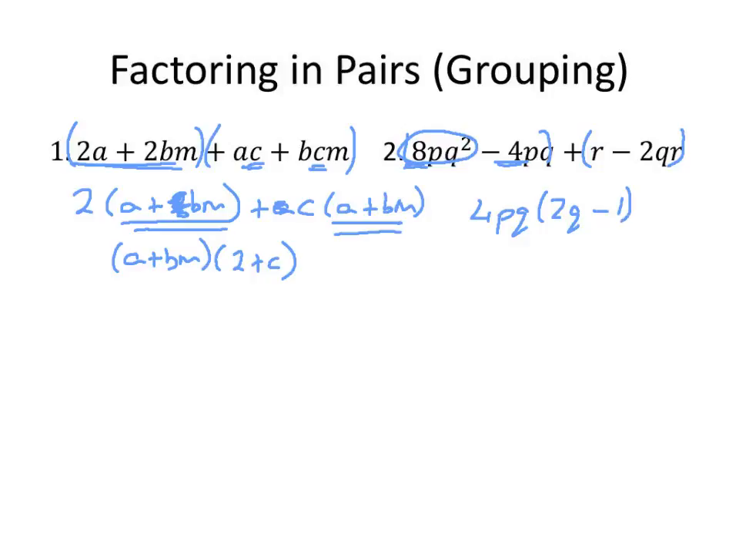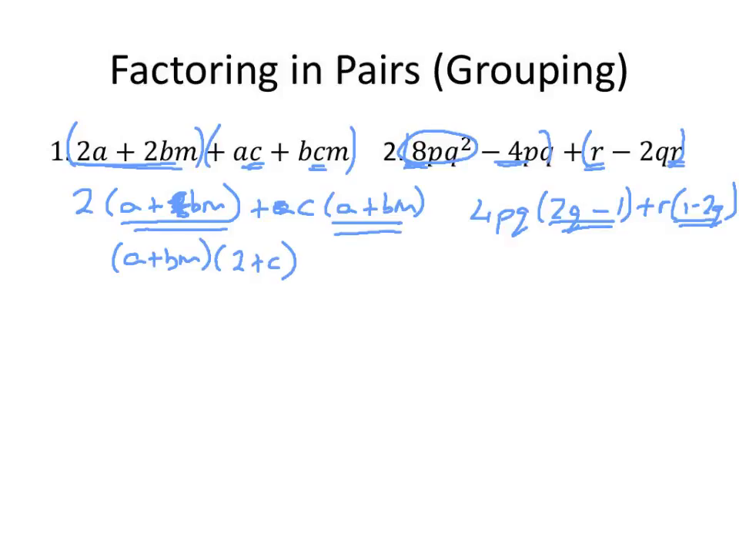In the second bracket, I can take out an r. So let's do that. Take out the r. Leaves me 1 minus 2q. Right. So I've grouped them. I've taken out my common factors. And I'm left with 2q minus 1 and 1 minus 2q. Almost identical brackets, but they're not perfect.